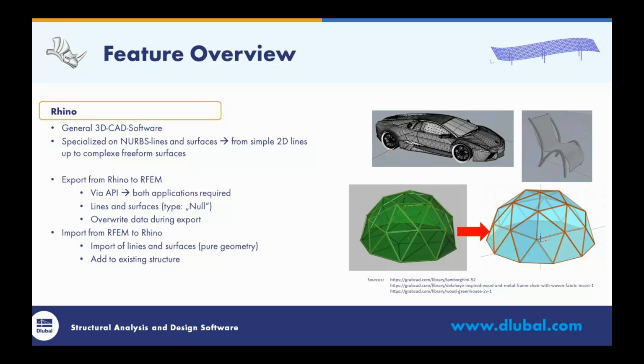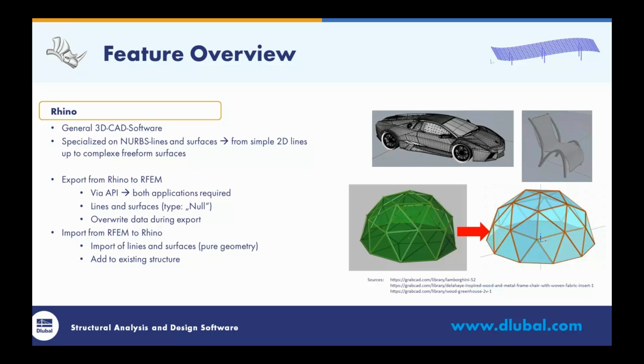Regarding the export itself, we have an export from Rhino to RFEM. The export runs via our COM interface. That means you need both applications on the same PC and they both have to run at the same time. You can export lines and surfaces. Surfaces will be exported with the stiffness type null. We created the export in a way that you override the existing RFEM data when you export from Rhino to RFEM. So you should be aware of that.